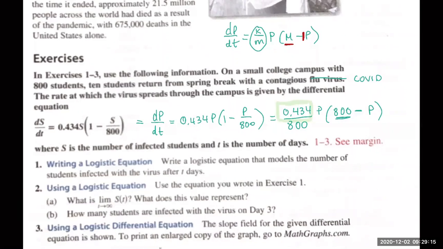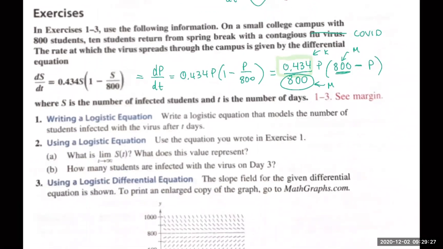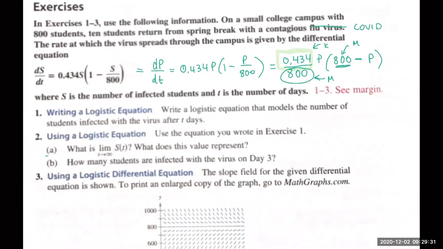This value right here that I have highlighted is the value of my K. This value here is the value of my carrying capacity, which matches this carrying capacity here. And so then I can answer certain questions. Okay, so let's look at 2a first, and I'll come back to 1. For 2a, what's the limit as t goes to infinity of s of t? What's that answer?